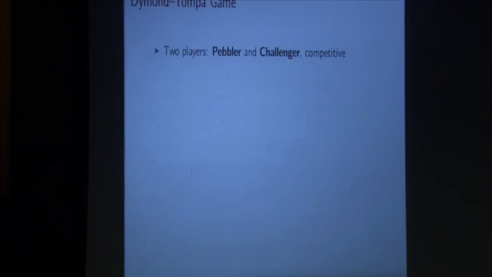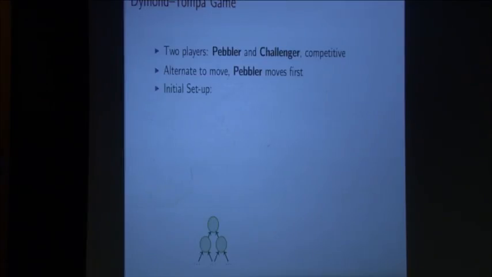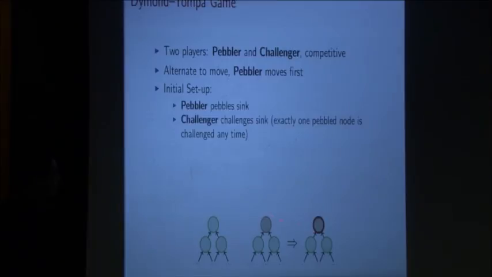It is a two-player Pebble game played by two players, the Pebbler and the Challenger, and they are playing against each other. They alternate to move. So Pebbler will first move, and then Challenger moves, and then Pebbler moves, and then Challenger moves, until the game ends. At first, Pebbler will pebble the sink node of the circuit, and then Challenger would challenge the sink node. From that point onward, exactly one node will be called challenged. This is the sink node at that time.